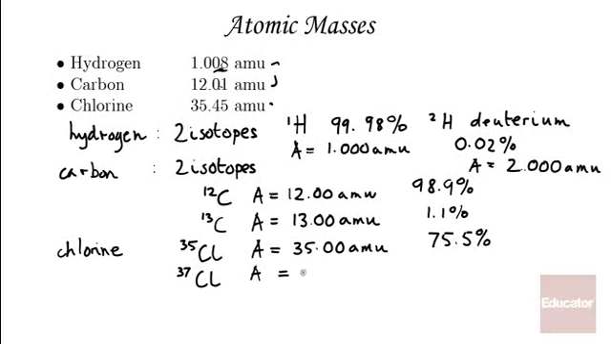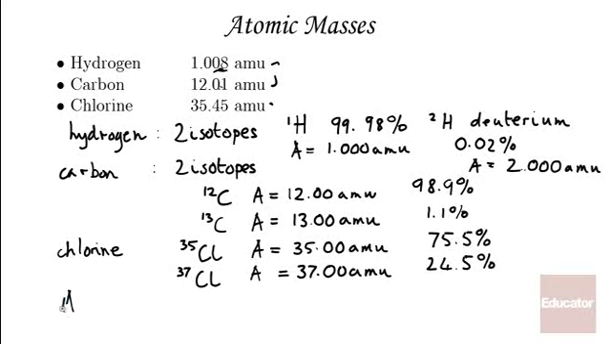Atomic mass is 37.00 atomic mass units, and this is present as the rest of chlorine, 24.5%. Now let's do a very simple piece of arithmetic. What is the average atomic mass of chlorine made up of this mixture?